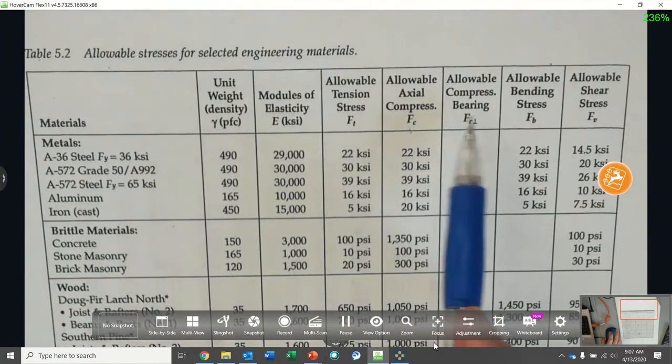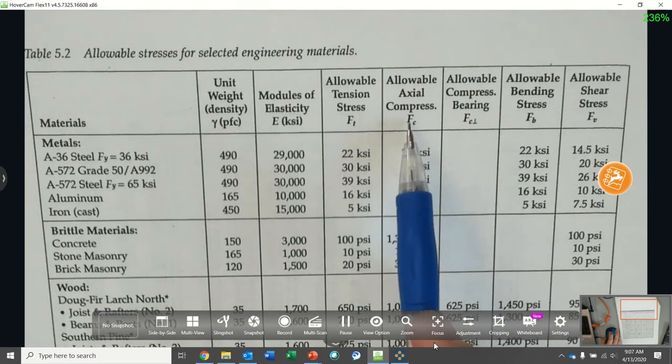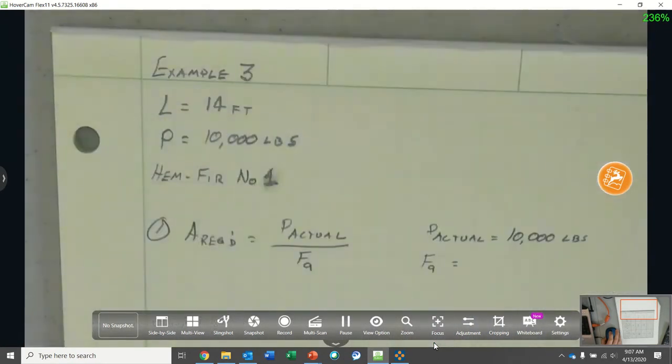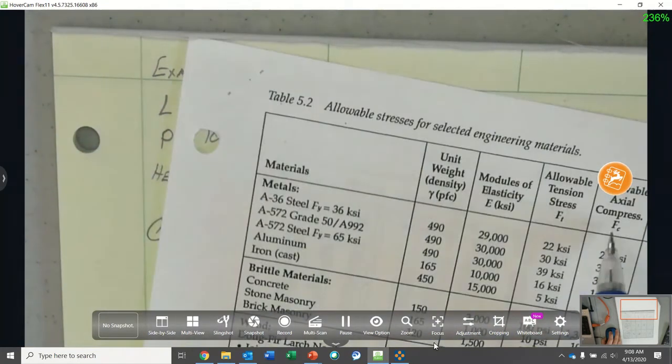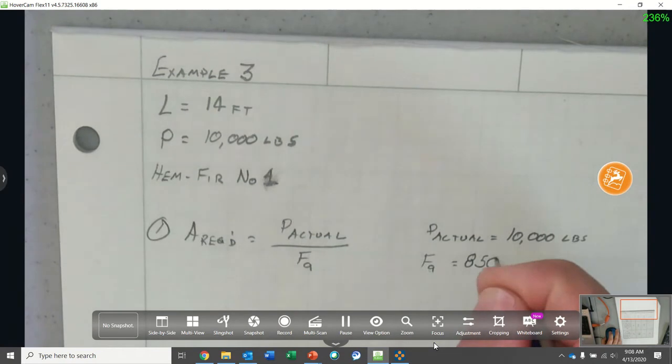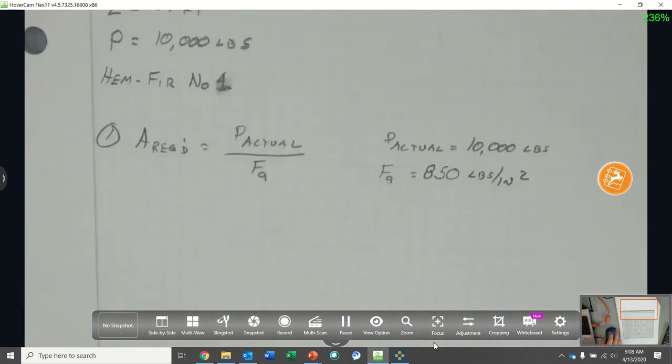Remember, don't use this one. That's perpendicular to the grain. We're parallel to the grain. So hem fir number 1 is 850 psi. So F allowable, F C, interchangeable terms, allowable, 850 pounds per square inch.